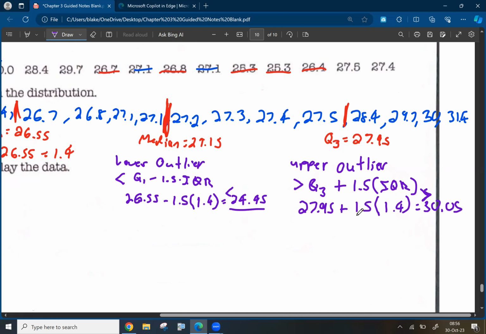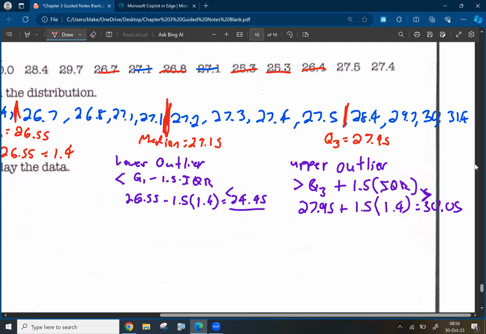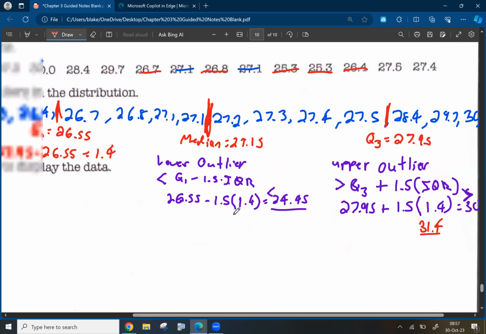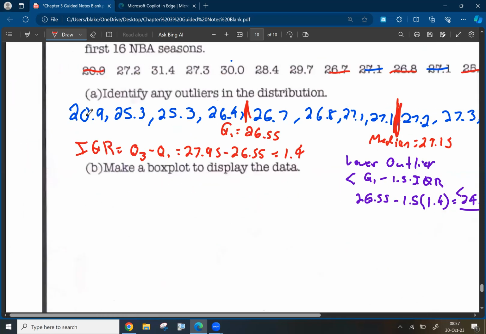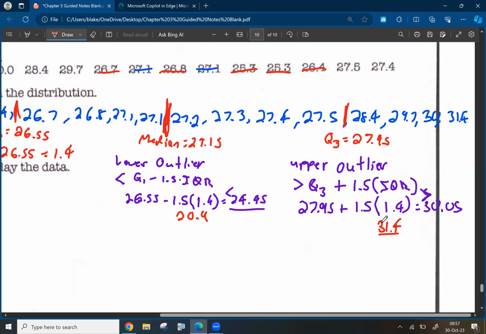And we do have outliers. That means that 31.4 is an outlier because it is larger than 30.05. And we also have a lower outlier, 20.9, because 20.9 is smaller than 24.95. So we have two outliers. We have one smaller outlier and one upper outlier.